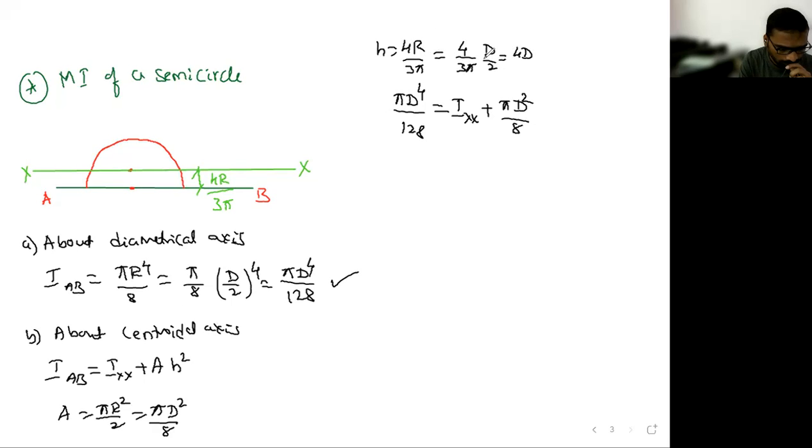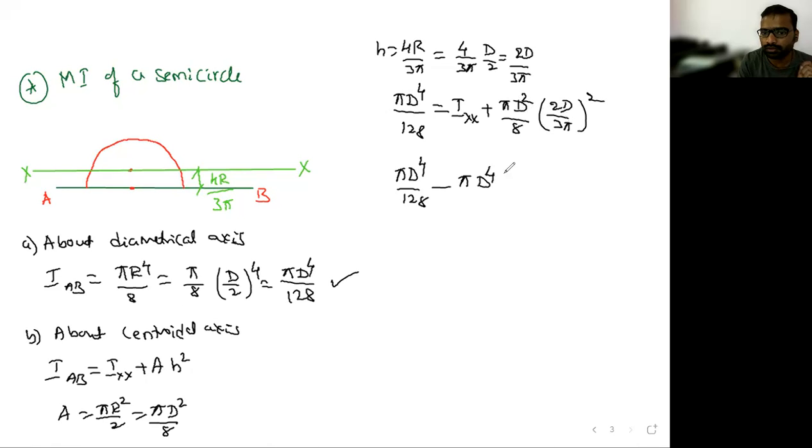Everyone? Yes, sir. 2d upon 3 pi. In terms of diameter, it is 2d upon 3 pi bracket square. So it is pi d raised to 4 upon 128. I will transfer this to the negative side, minus. It is pi d square into d square, d raised to 4.